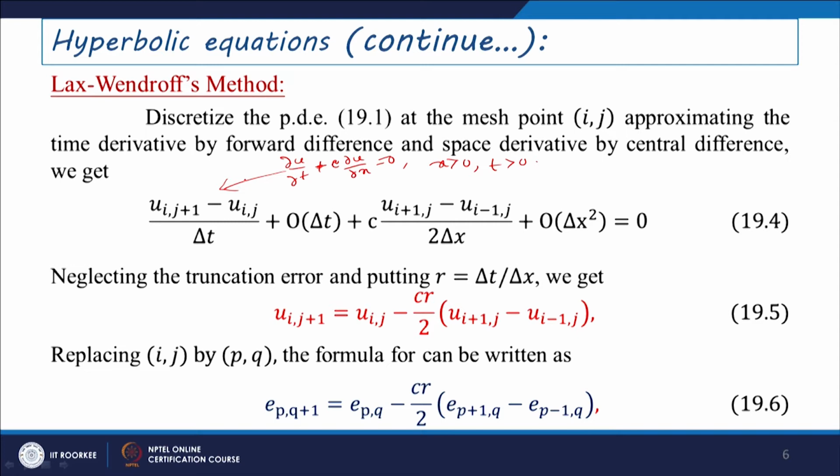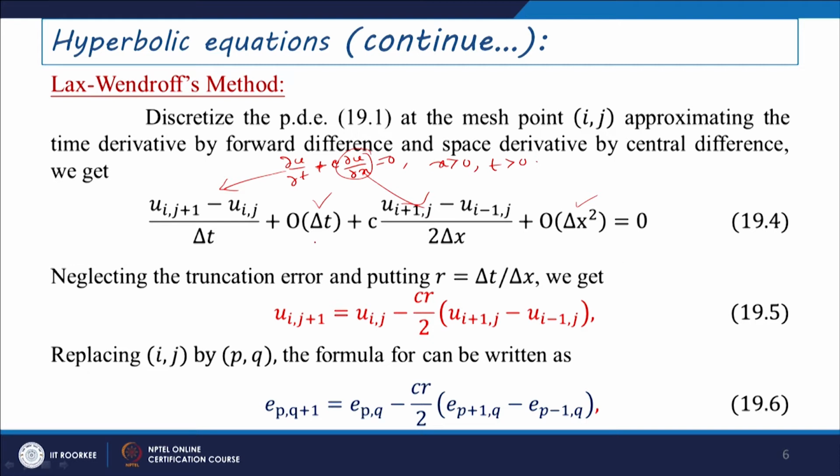If we use the forward difference scheme for the time dependent term, we can write this as uij plus 1 minus uij by del t plus order of del t, plus c into, using the central difference scheme for the space derivative, ui plus 1 j minus ui minus 1 j by 2 del x plus order of del x square, equals 0. If we neglect the truncation errors, first order for time and second order for space, we can write the equation as uij plus 1 equals uij minus cr by 2 into ui plus 1 j minus ui minus 1 j, where r is defined as del t by del x.